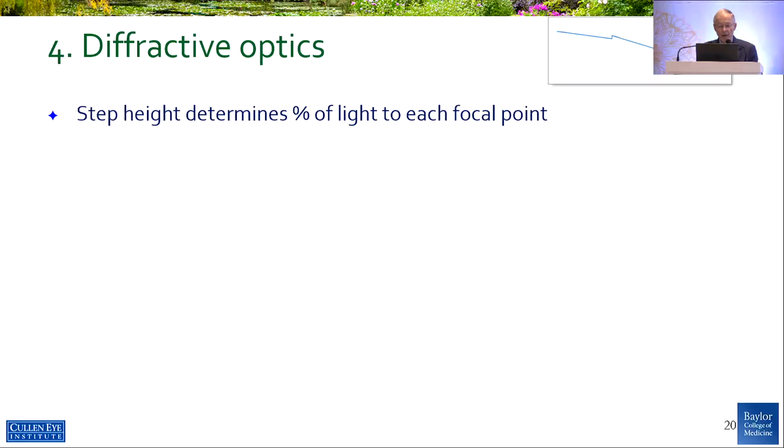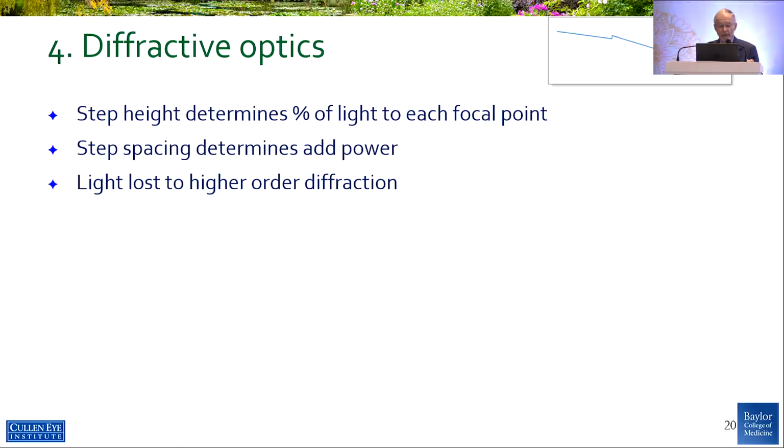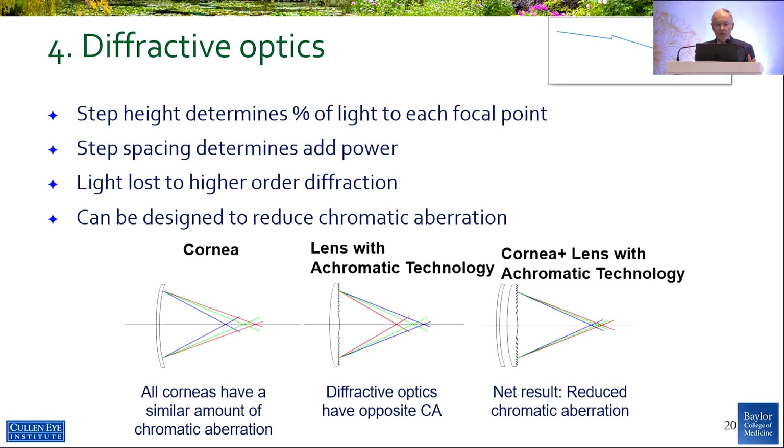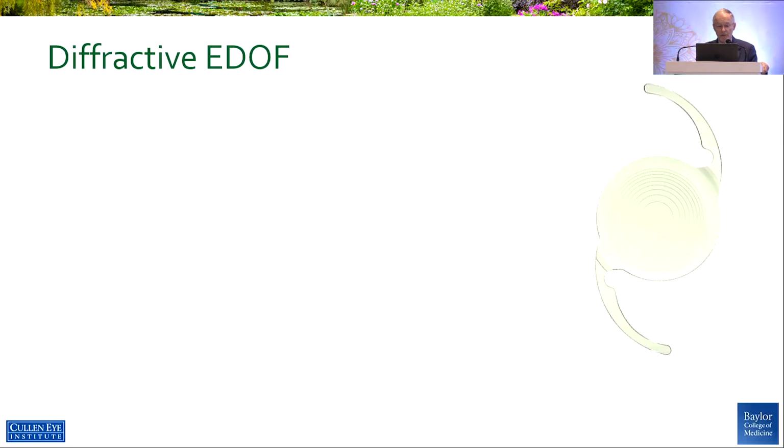Well, then that takes us, of course, to diffractive optics, where the step height determines the percentage of light at each focal point, and the step spacing determines the magnitude of the add. And of course, there's light that's lost to higher order diffraction. What's interesting is you can address chromatic aberration with these lenses, because the refractive zone of the lens refracts blue light more strongly, but the diffractive ridges actually will refract the red light more, and so you can neutralize chromatic aberration. Whether this truly impacts patients' quality of vision, I think, is uncertain.